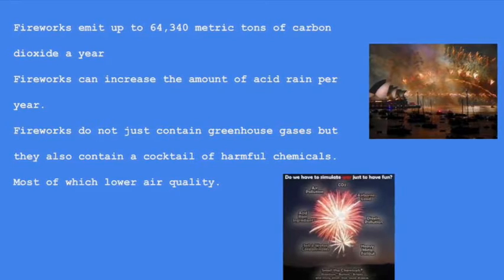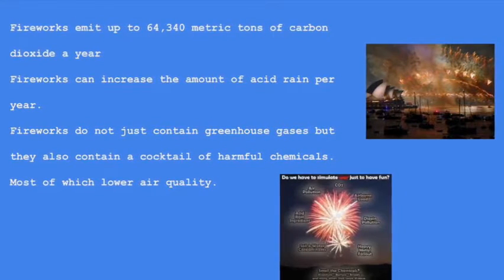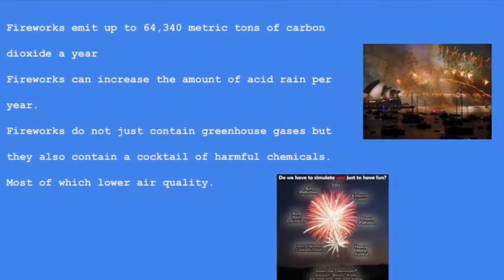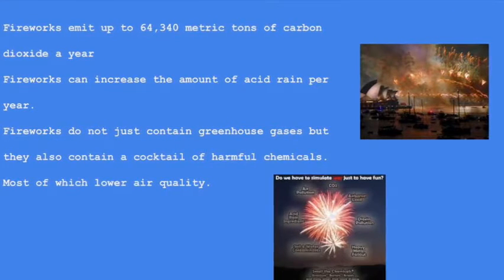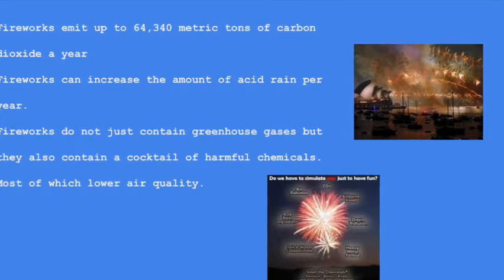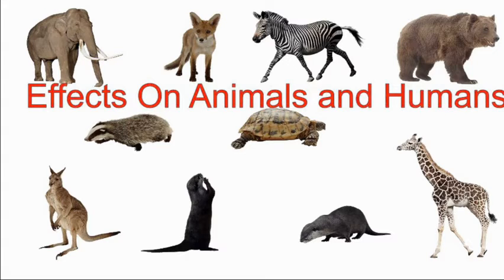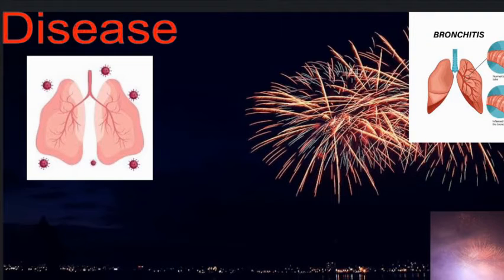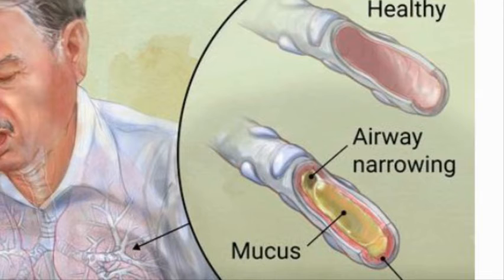Fireworks do not just contain greenhouse gases, but they also contain a cocktail of harmful chemicals, most of which affect and lower air quality. For example, the increase in surface level ozone, which makes it harder for us to breathe, as stated before. Fireworks also affect humans and animals. Suspended particulate matters, which are little particles of solids or liquids, are released from fireworks when exploded. Since they are not natural and have chemicals, breathing these in causes lung problems. They cause diseases such as bronchitis, which is the inflammation of bronchial tubes.